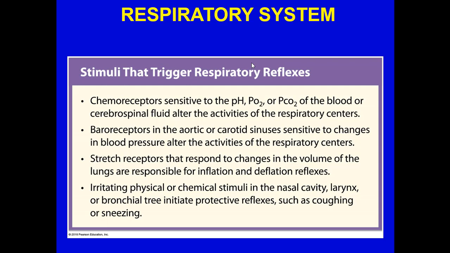Now you also can have irritating physical and chemical stimuli to the nasal cavity, to the larynx and bronchial tree, providing protective reflexes. This is where we get coughing and sneezing.